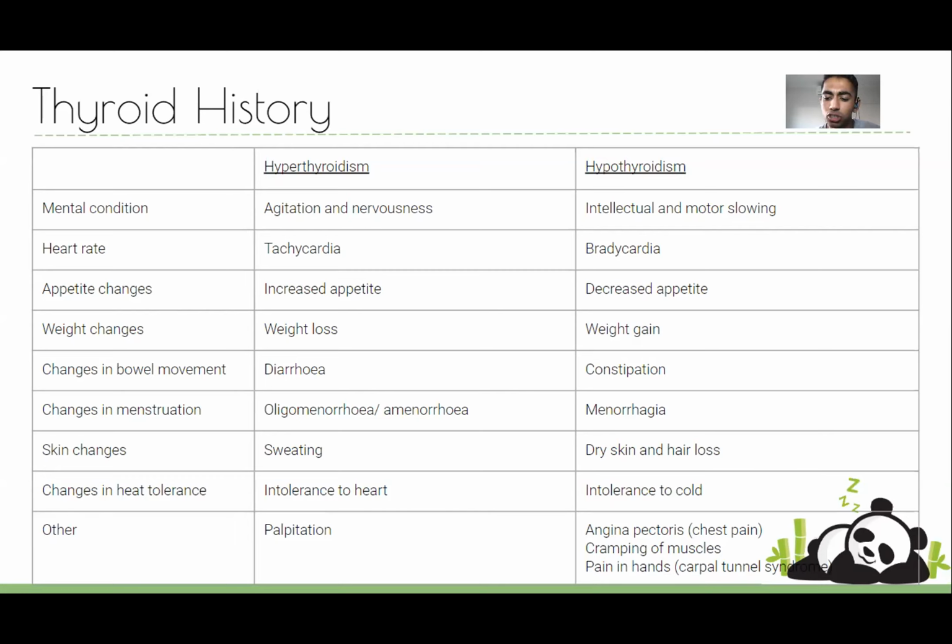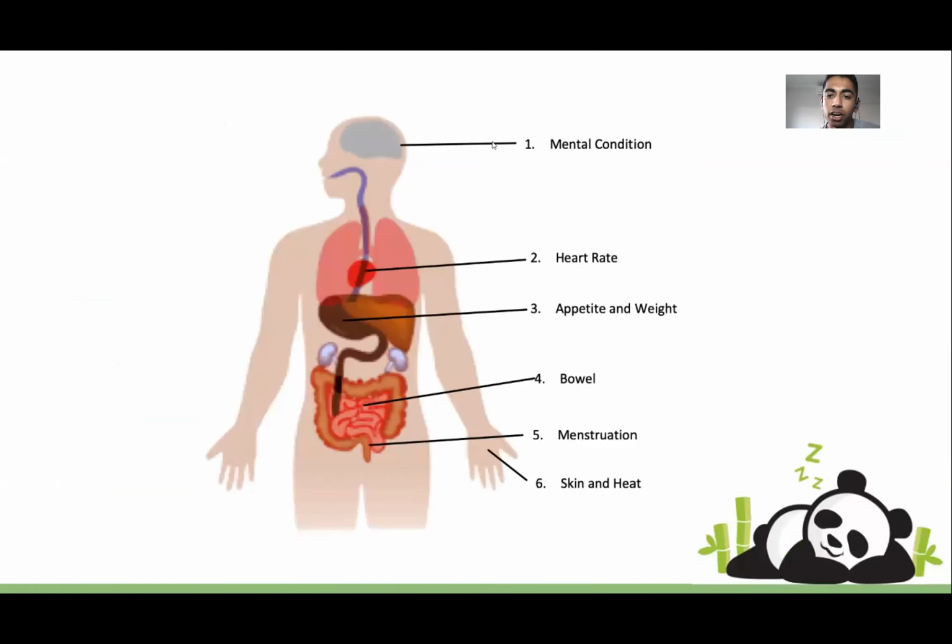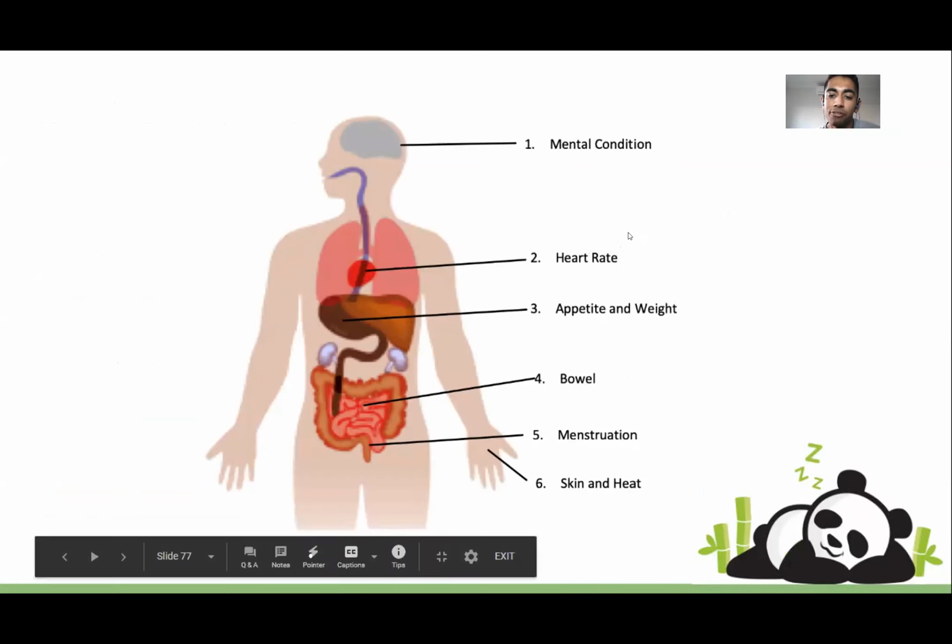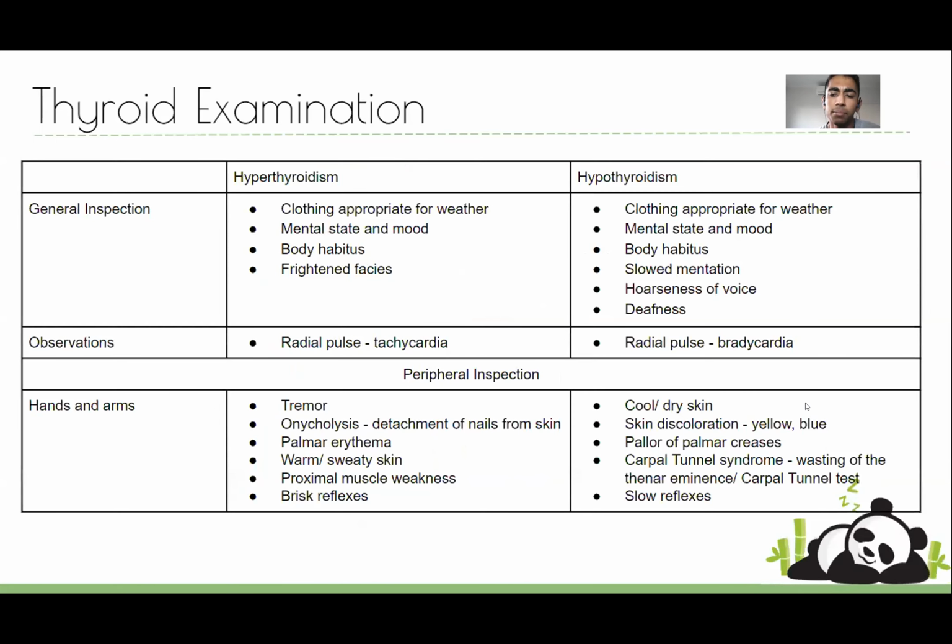Carpal tunnel is mainly to do with deposition of fluids and inflammation there. So you're going to get deposition of fluids within the carpal tunnel, and then you're going to get carpal tunnel syndrome and cramping of muscles. Okay, so this is a good diagram I use just to think about the questions I need to ask. So again, head to toe, so mental condition, heart rate, appetite and weight, your bowel function, menstruation, and then skin and heat finally.